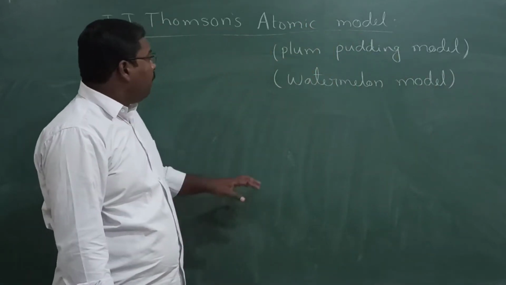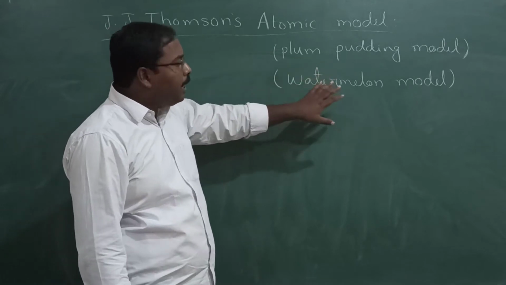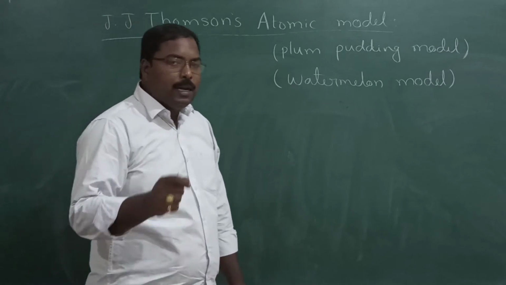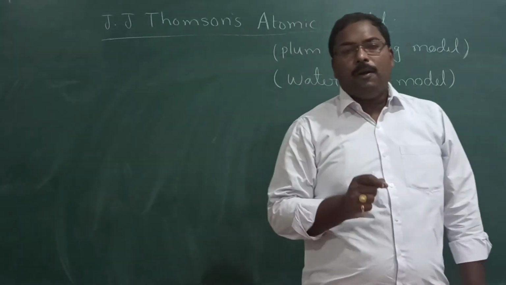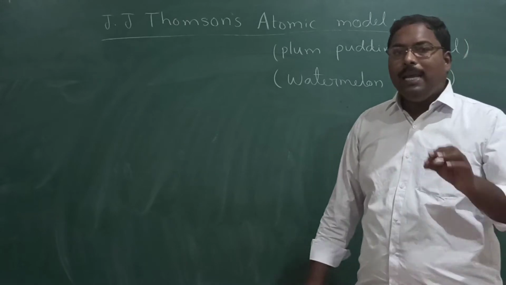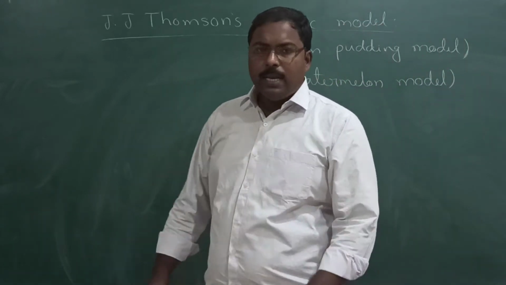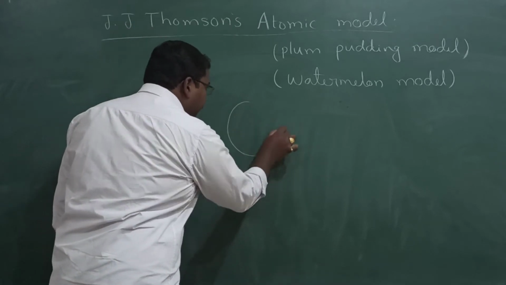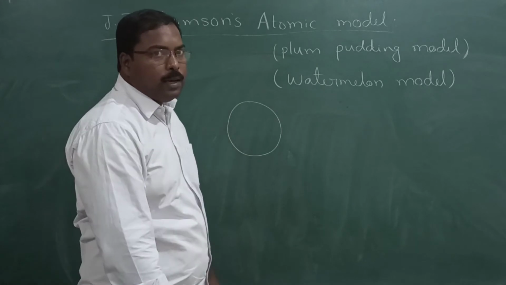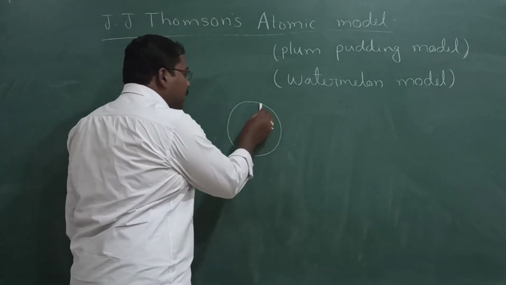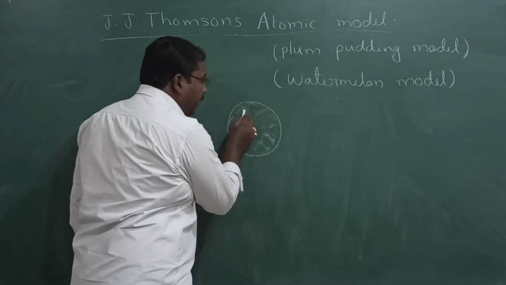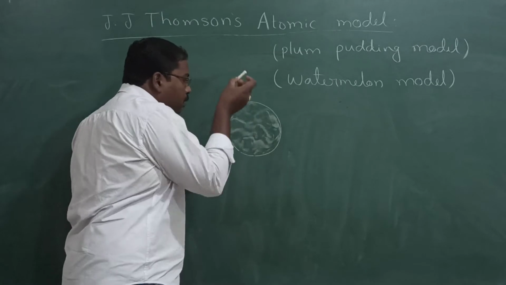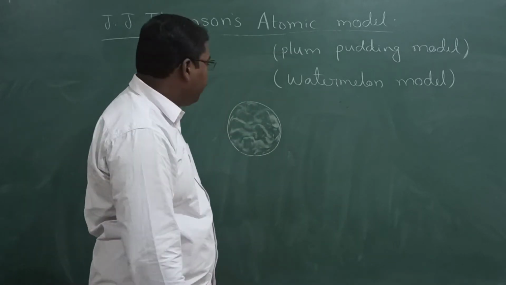Before discussing why it is called a plum pudding model and why it is called a watermelon model, first let us discuss the postulates of Thomson's atomic model. What he explained, let us see. In a simple manner, according to him, an atom is nothing but a spherical shaped one. As we already know, atoms are spherical in shape. Even Dalton gave that. According to him also, the atom is a spherical shaped one.